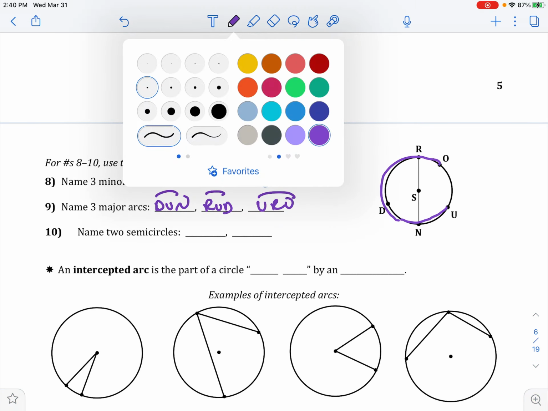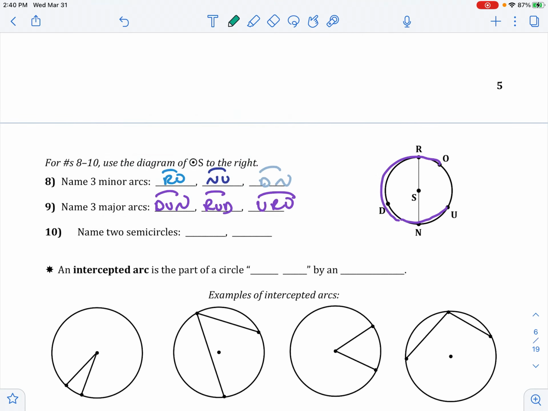To name our semicircles, we could just use 2 letters or 3, but I'm going to use 3. So let's say RDN, there's one of them, and the other side maybe RUN. There are the semicircles.